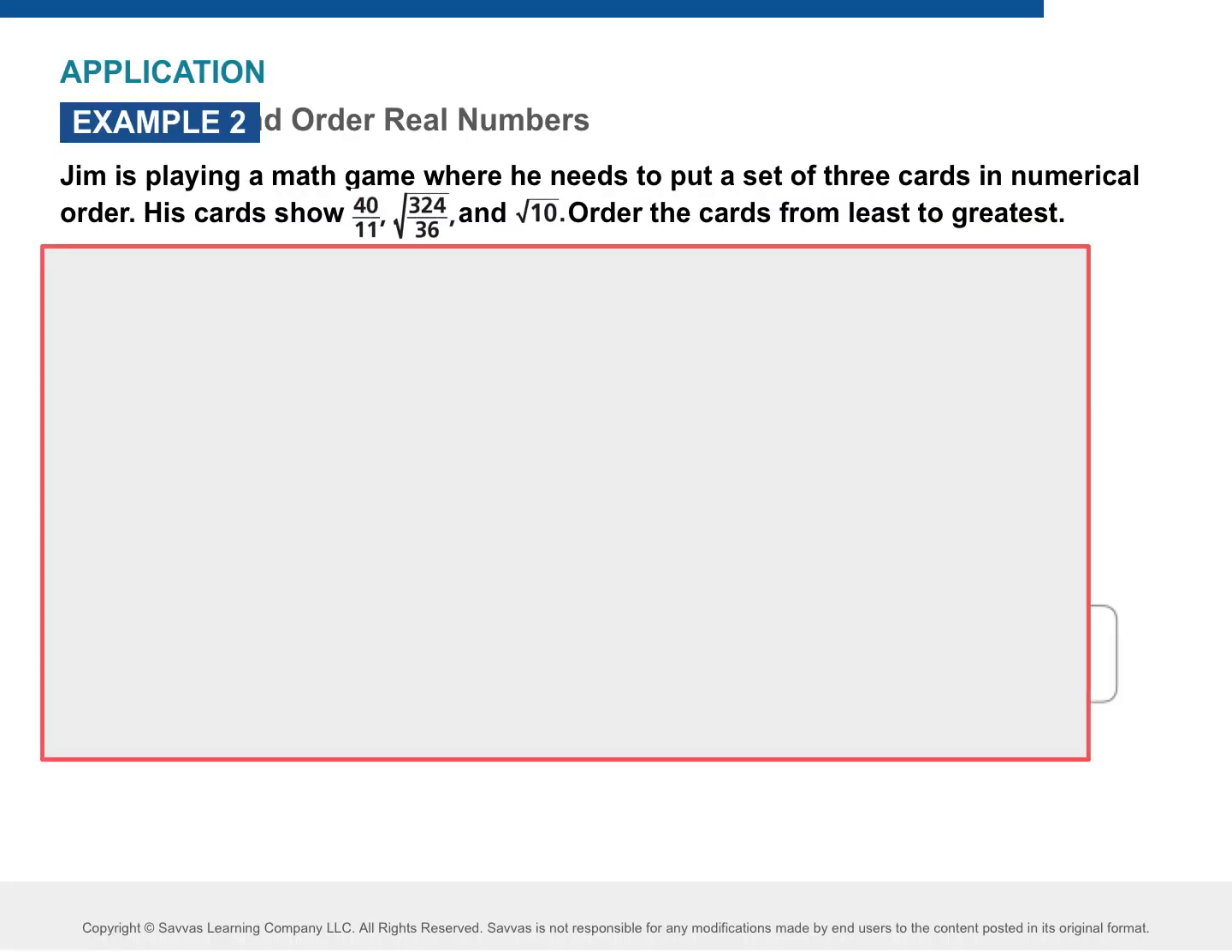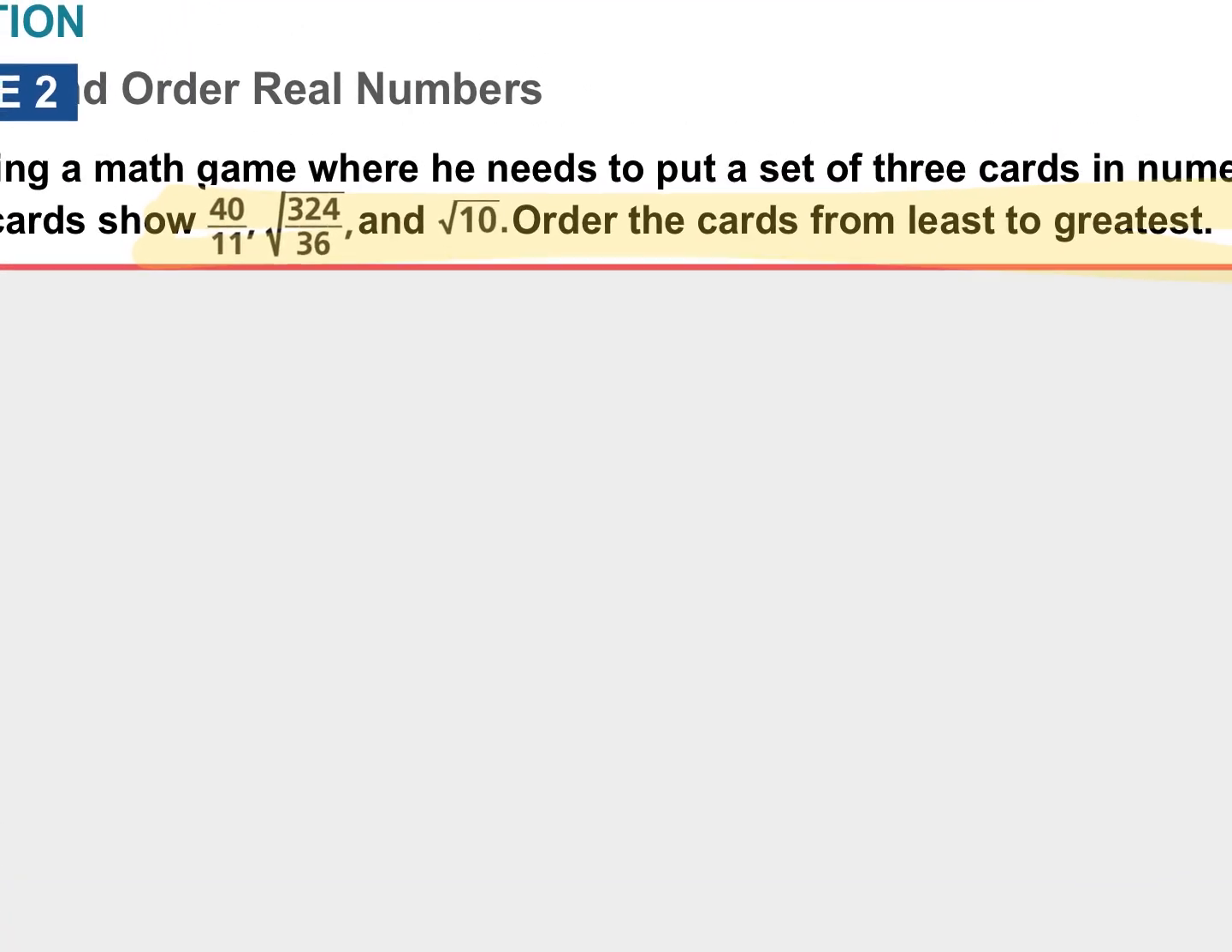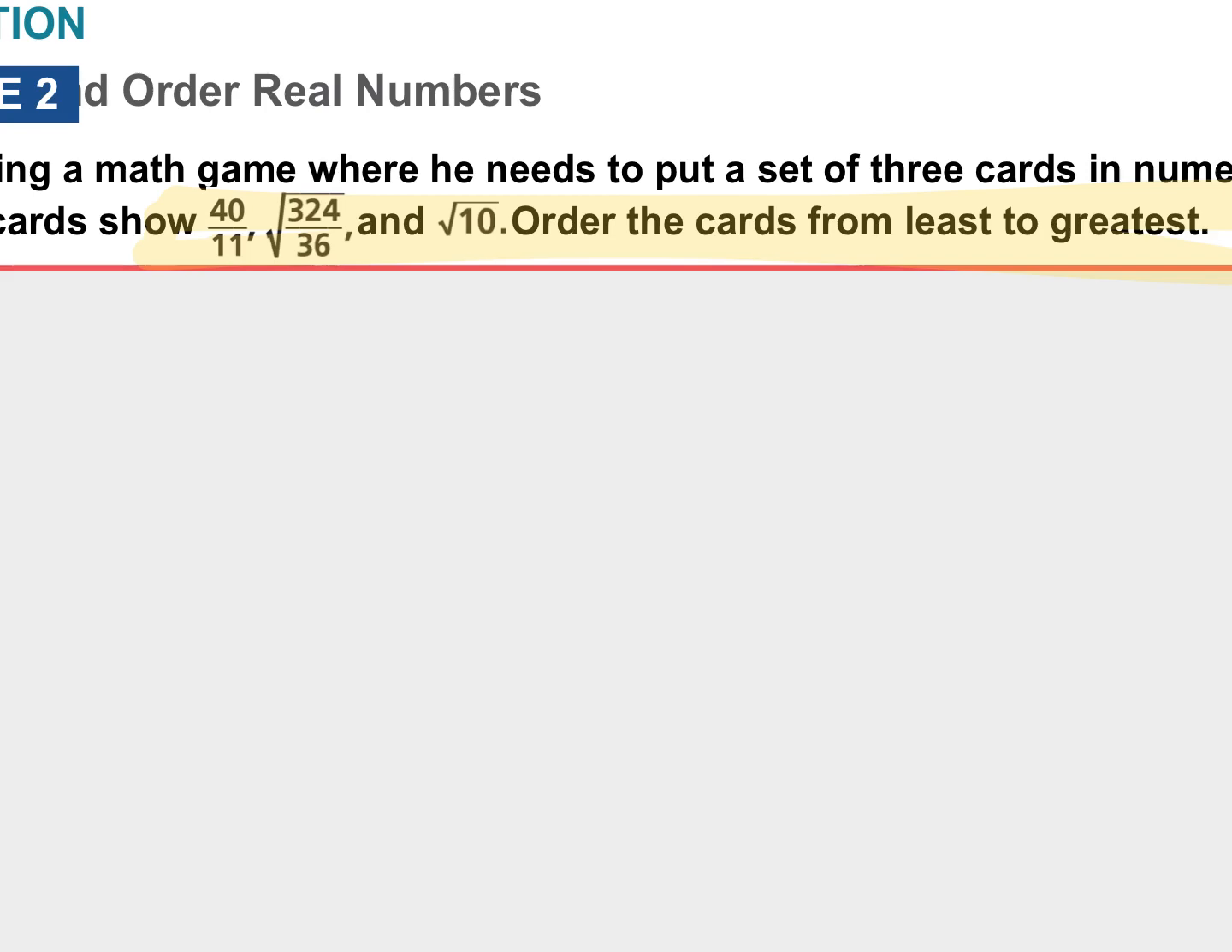So for this example, they're asking us to put a set of cards in numerical order. So we have 3 numbers, and they're asking us to order these cards from least to greatest. So in this instance, they're asking us to compare the size. For the sake of your notes, I think that you should be writing down this part of the problem, that you have these three numbers and you are being instructed to compare them and order them from least to greatest. Remember, you can pause the video if you need to do that.